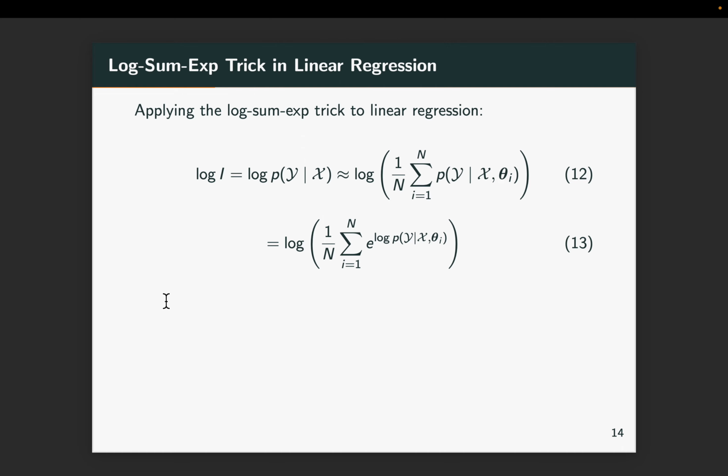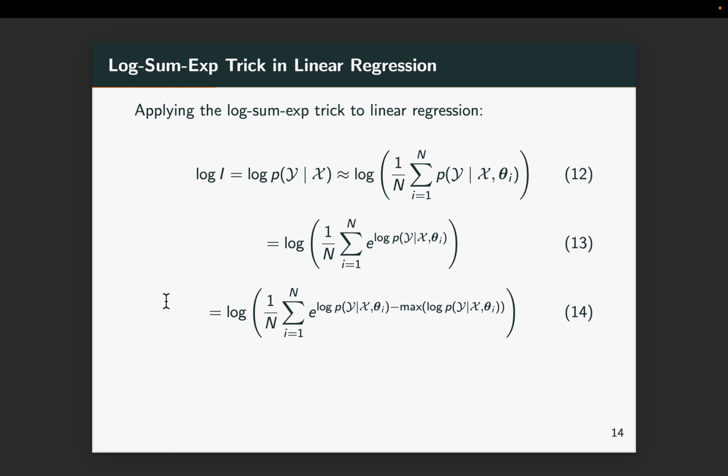Right? So bringing it back to our particular problem, we can write the logarithm of 1 over n summation p of y given x and theta_i to be e to the power log likelihood. The log prob or the log likelihood we already know, and we have an e to the power log likelihood term. So nothing has changed. We've just written e to the power log likelihood. And then we can also figure out the maximum of the log likelihood term, and then just do a bit of manipulation to do this.